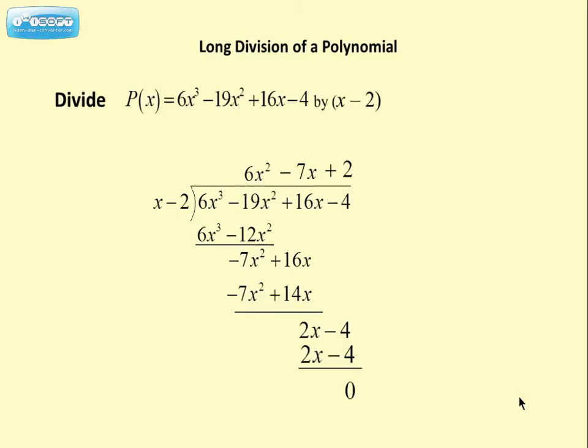Let's now review the names of the parts of our division problem. As I've said throughout this presentation, this term is referred to as the divisor. The part underneath the division symbol is the dividend. Our result is called the quotient, and what's left over is referred to as the remainder.